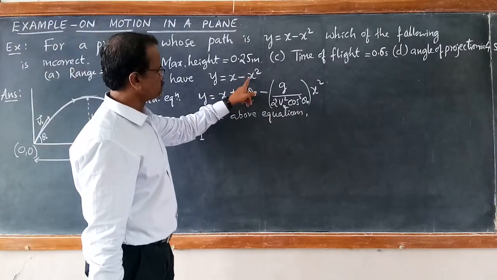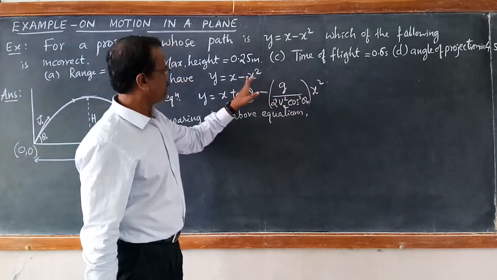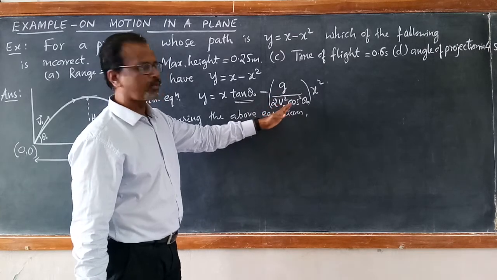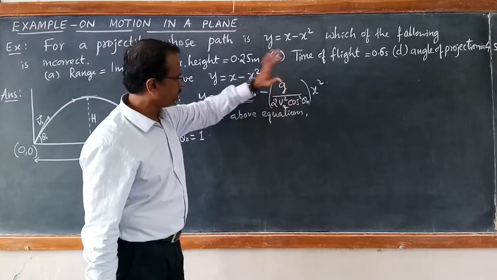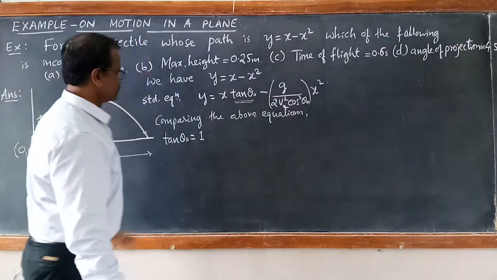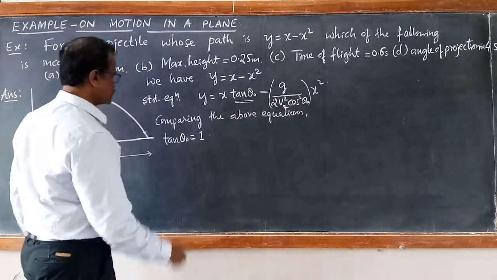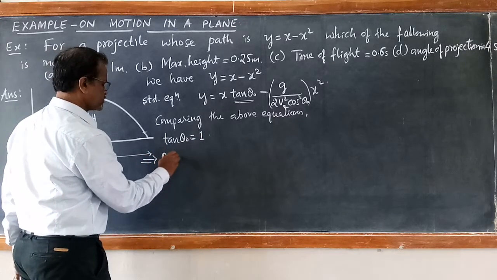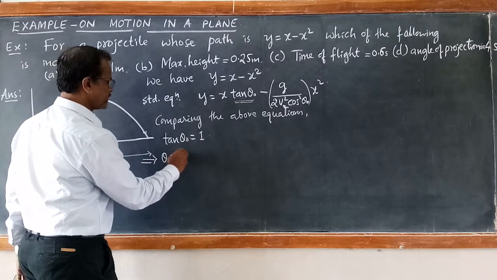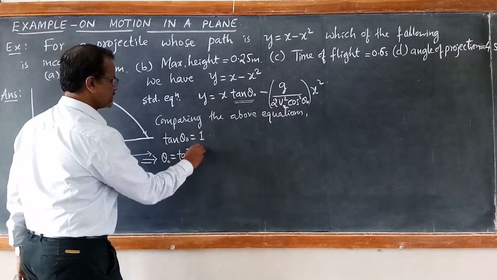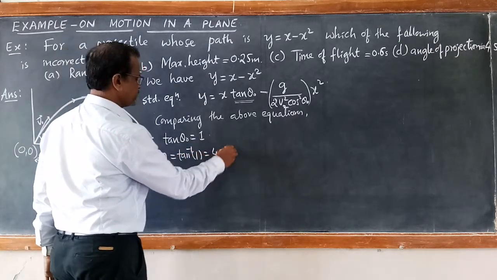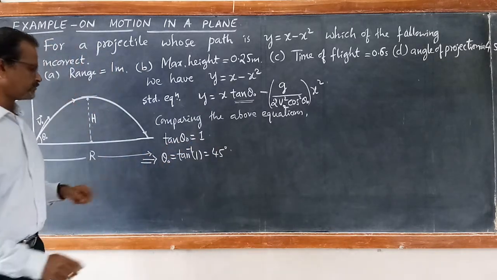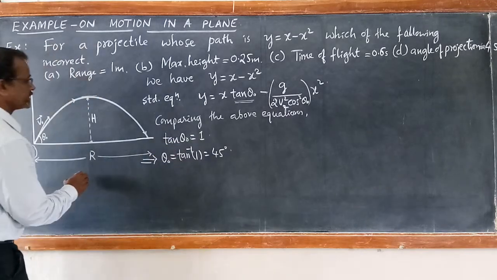Similarly, here also x square is there, here 1 multiplied by x square, and here g upon 2 v naught square cos square theta naught. So this entire bracket should be equal to 1. We will write that later. So tan theta equal to 1 implies theta naught must be equal to tan inverse of 1, that is nothing but 45 degree. Therefore the angle of projection must be 45 degree.